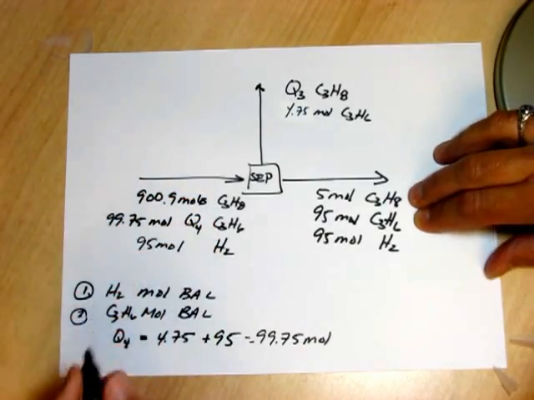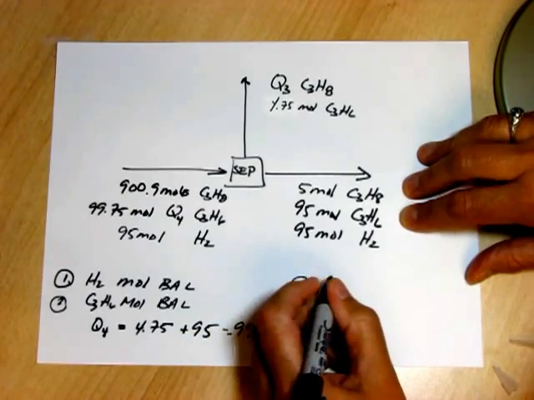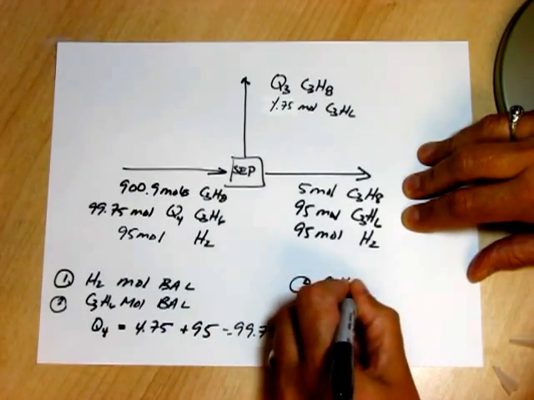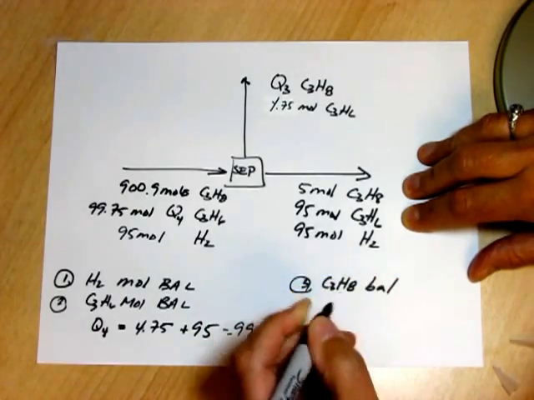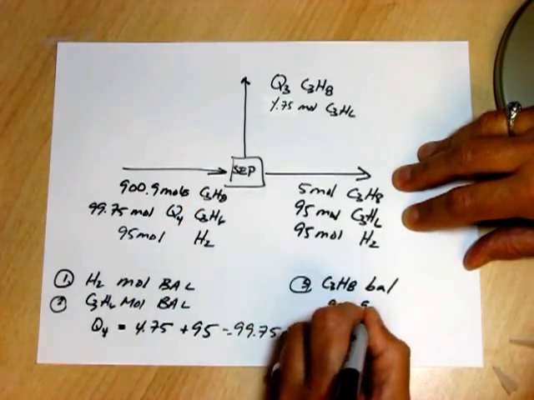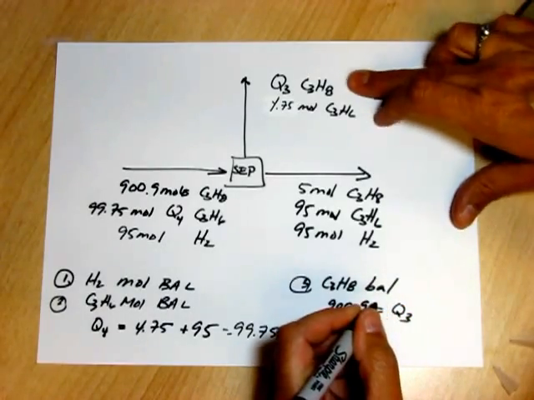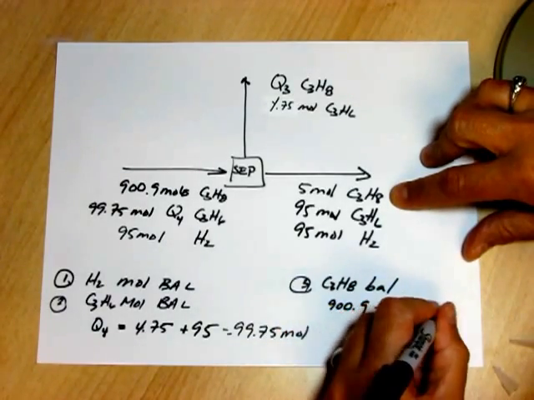And on C3H8, we can do the final balance on the separator. We'll do the C3H8 balance. We'll say C3H8, 900.9 go in, Q3 come out, and 5 come out.